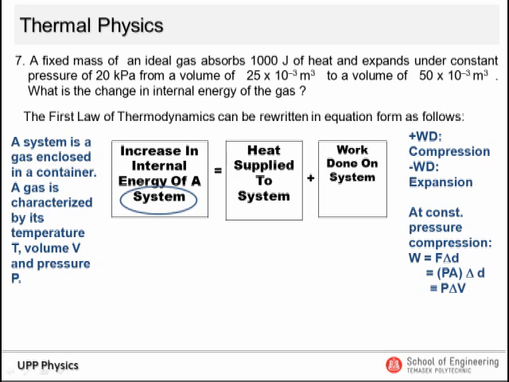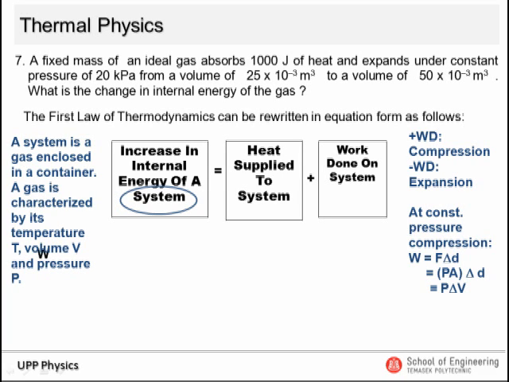However, this formula only works at constant pressure and not at constant volume. Because if it's at constant volume, then there will be no work done. If the pressure is not constant, then we cannot use this formula P times dV. In fact, we have to use the method of integration, but this is not covered in our question here.